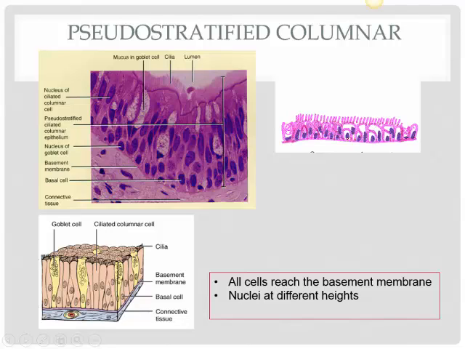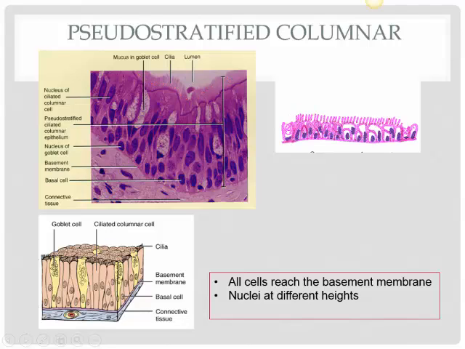But notice both of them are touching the basement membrane. See here, small cell, much larger cell, touching the basement membrane. So all cells touch the basement membrane. So it's not true layering. That's why we call it pseudostratified. Only the nuclei are at different heights, based on the size of the cell. Larger cells tend to have a nucleus a little bit higher. Now, very often pseudostratified columnar epithelium also has cilia, like you can see up here.